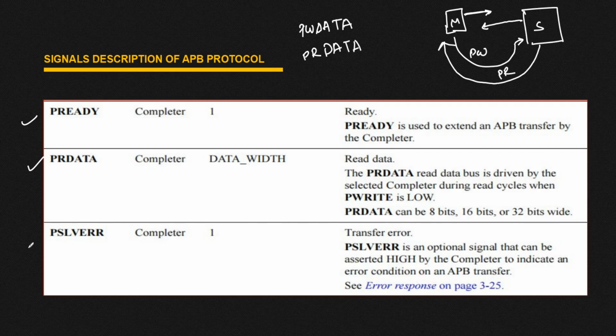Now after that we have P slave error. Let's see when P slave error will occur. Suppose you are trying to access something that is not there in the slave, like your slave contains 16 locations, the depth of the slave memory is 16, but I am accessing the 17th address location. In that case we can get the slave error. There are also many other reasons for the slave error, like trying to read from a write-only memory or trying to write into a read-only memory. Those are all the possible cases where the slave error will be high.